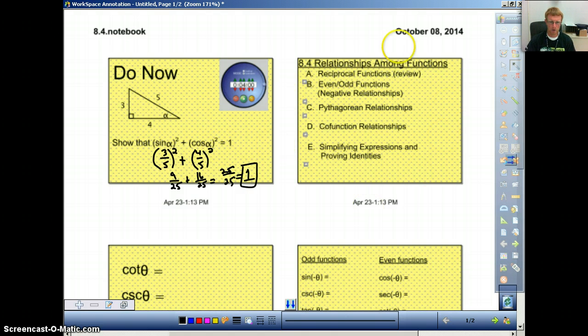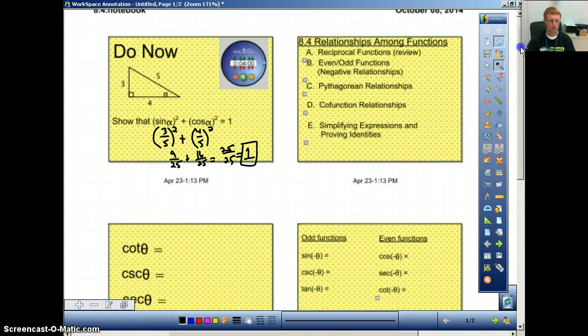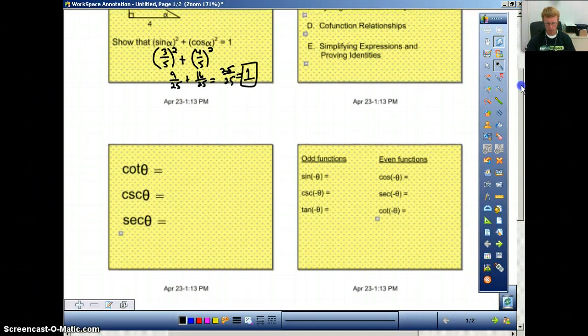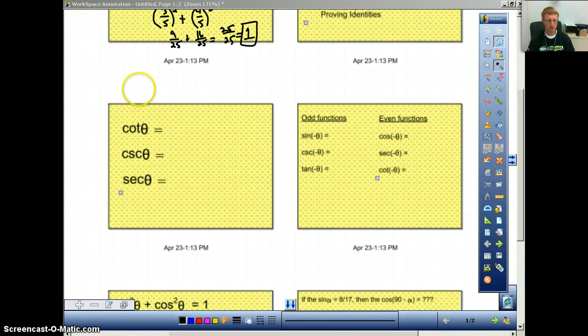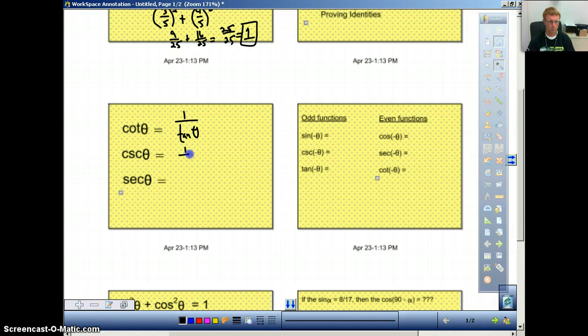So we've already given the overview here, so let's move on to the next slide, which is just reviewing our reciprocal functions. Cotangent is 1 over the tangent of theta. Cosecant is 1 over the sine of theta. And secant is 1 over the cosine of theta. Okay, so that's a quick review of our reciprocal functions.